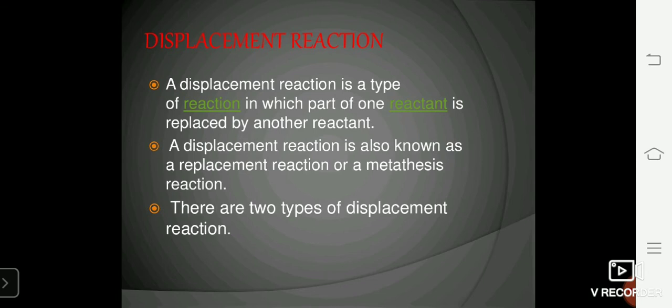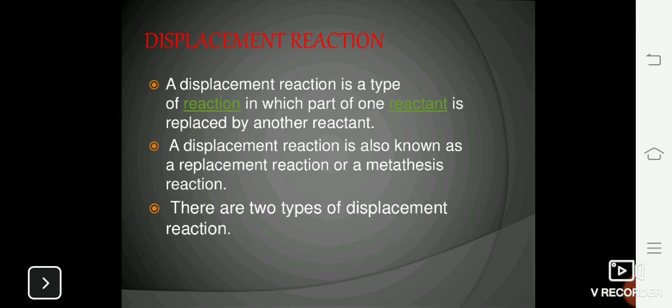Now is displacement reaction. Students, to understand displacement reaction, we have to recall activity series or reactivity series, which we have done in our 7th and 8th standard. What is reactivity series? It is the arrangement of elements in the decreasing order of their reactivity. If you remember, we had learned the series in a queue. I'll just recall it again.